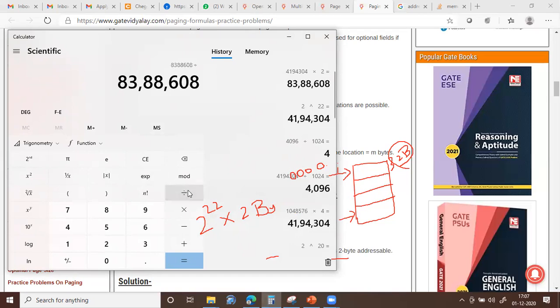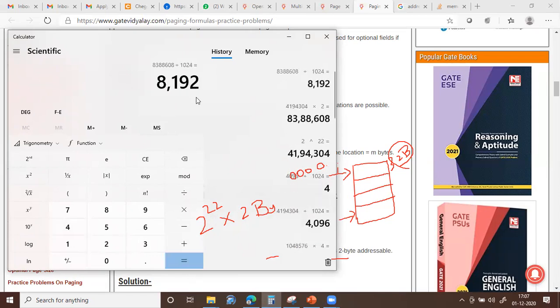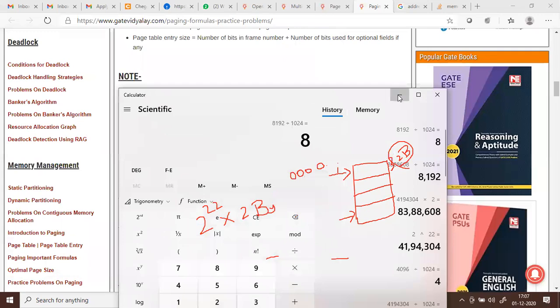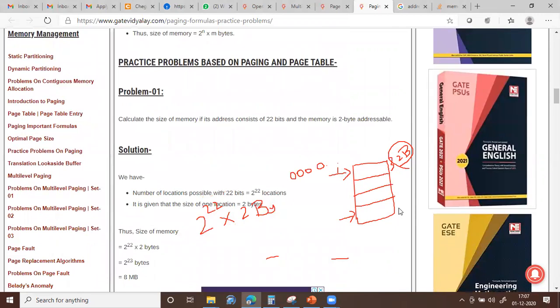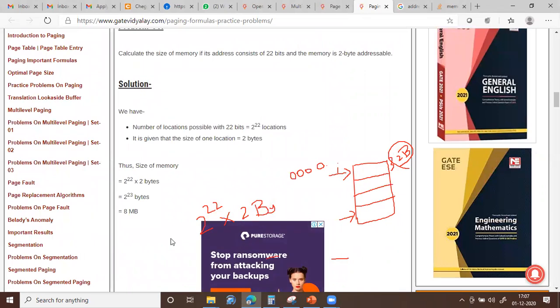How many kilobytes will be there? Just divide this by 1024. There will be 8192 kilobytes. How many megabytes? Again, divide by 1024, so that is equal to 8 megabytes. So in this case, the answer is 8 megabytes. Using these 22 bits, and if each location is 2 bytes, totally the memory size is 8 megabytes.